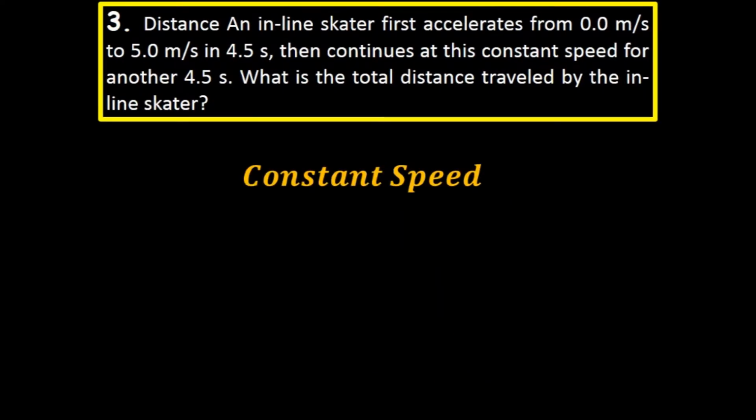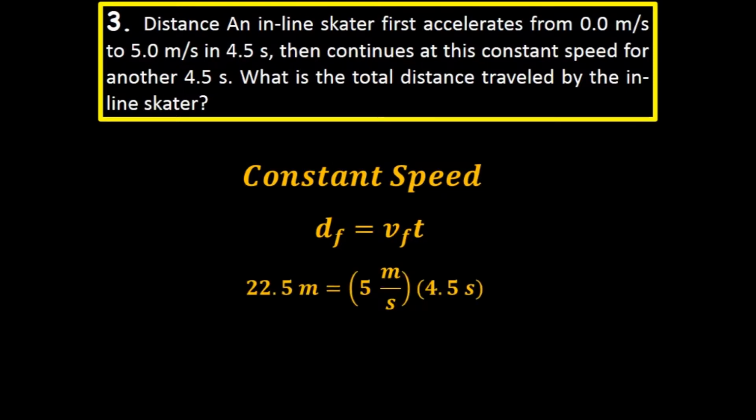Now, at constant speed, they're going for another 4.5 seconds at 5 meters per second, and that's just simply going to be the final velocity, or the instantaneous velocity at the point in which the acceleration stops, times 4.5 seconds. So it's going to be 5 times 4.5, which is 22.5 meters. Then you do the calculation, and now you're going to add the two distances.